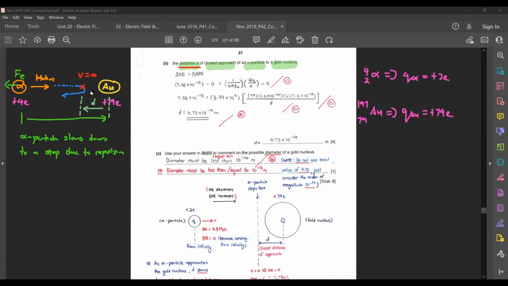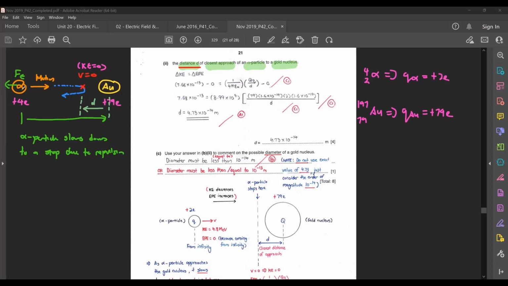All right, so you consider a few things right now. Your v here is 0. That means your KE here is 0. And when you come close to the gold nucleus, you slow down to a stop. That would have meant that your KE would be 0 here. Okay, so your KE here is 0.